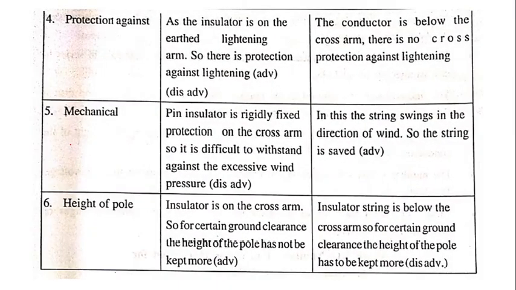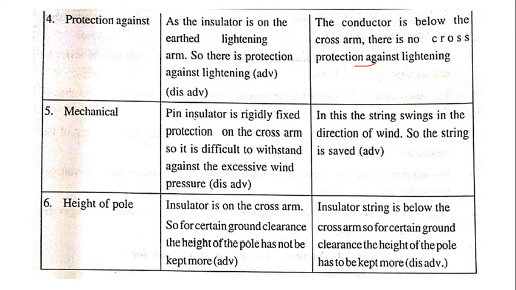Now, protection against lightning: as the pin insulator is on the cross arm, the earthed cross arm gives protection against lightning. That is the advantage. In the suspension type, the conductor is below the cross arm, so there is no protection against lightning. That is the disadvantage of the suspension type insulator.